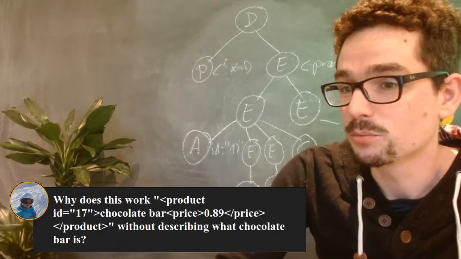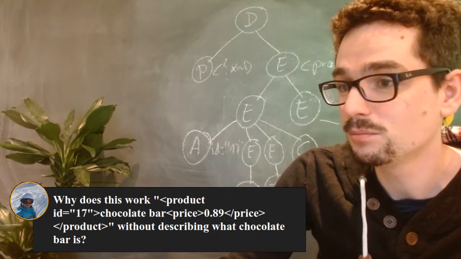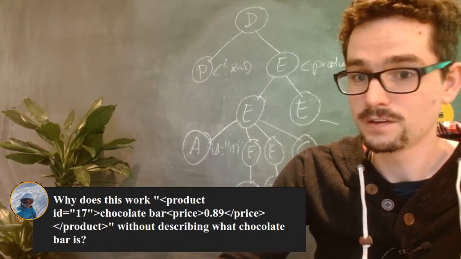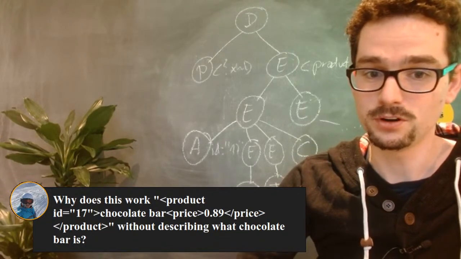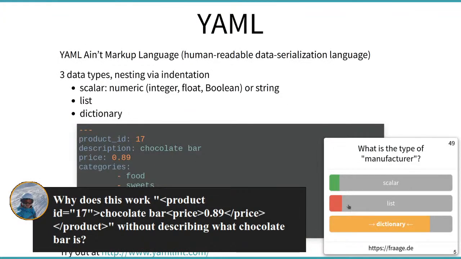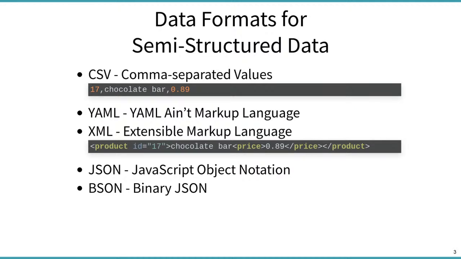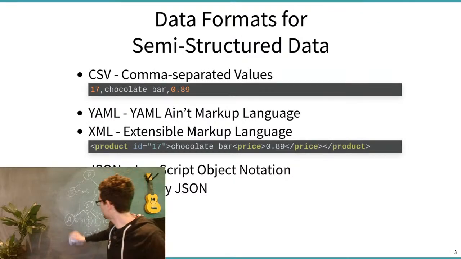Why does this work? Product ID 17, chocolate bar, price, without describing what chocolate bar is? That's a very good question. That was one slide before, or many slides before here: product ID 17, chocolate bar, price. Let me write it. It is valid. It is well formed. So it is a well formed XML document.